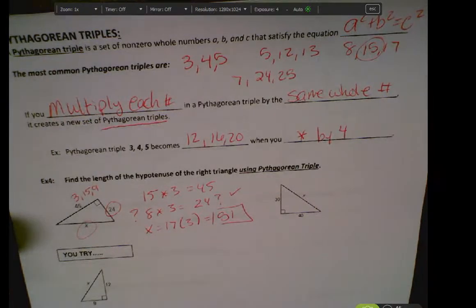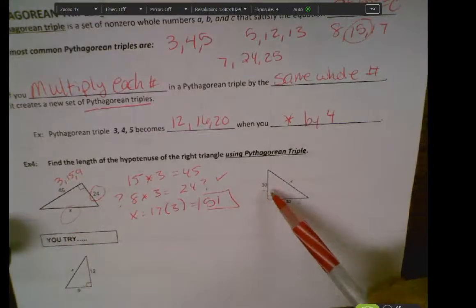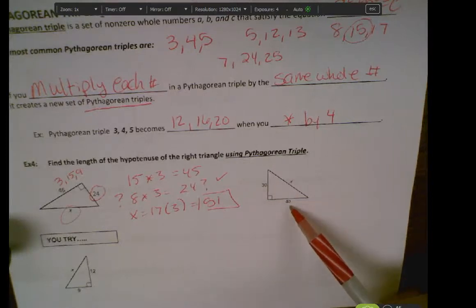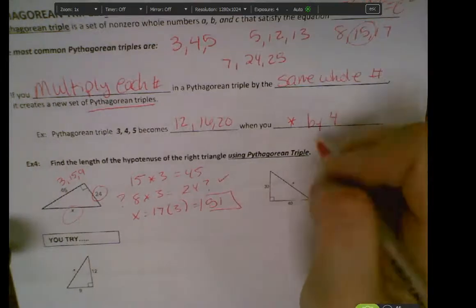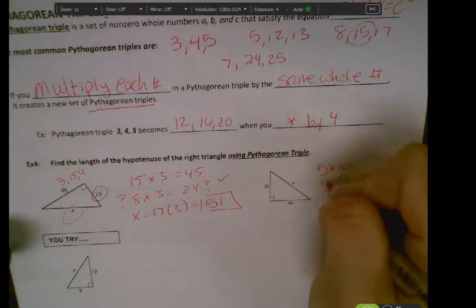Sometimes this is helpful, sometimes it's not. If you can't remember your Pythagorean triples, then you go back to your Pythagorean theorem and solve for x using that method. 30, 40. Those are factors with a multiple of 10. We have 3, 4. This must be 5 times 10, which is equal to 50.